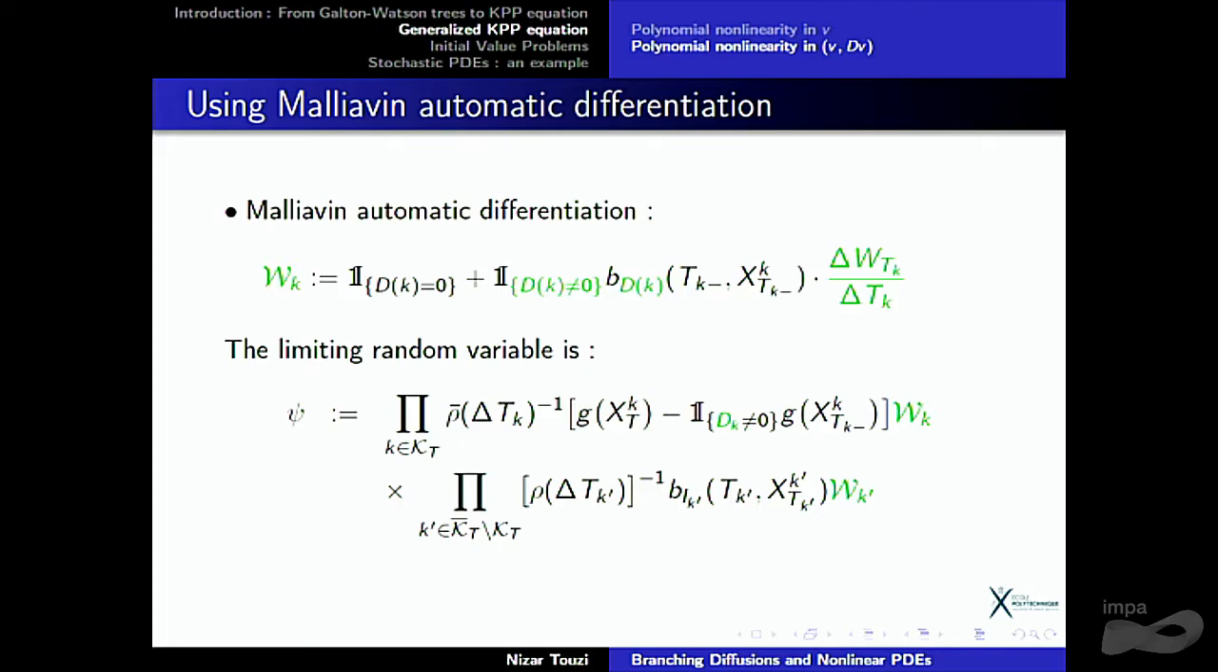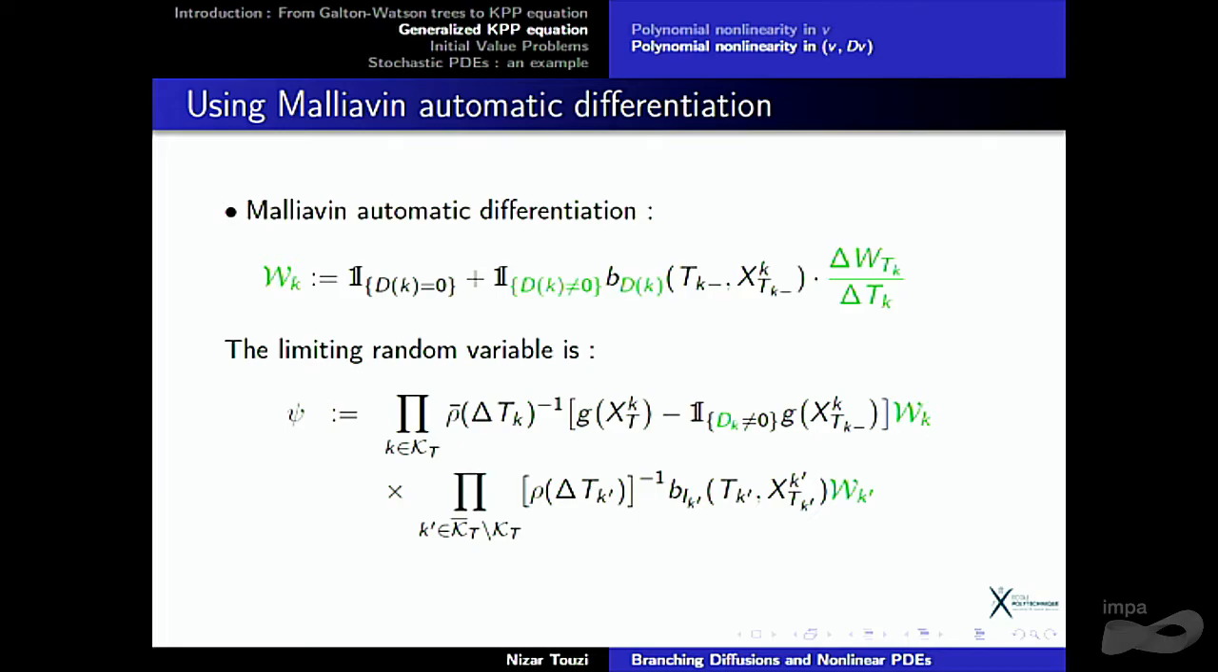Forget about this guy. I don't want to talk about it. You have to put it to have integrability. And then you have 1 over rho of the difference of branching times, and this is the b which is in front of the nonlinearity, and this is the weight for the differentiation, which depends on the type of the particle, wk, and then you say wk is either 1 if the particle is not differentiated, or delta w, delta t if it gets differentiated.